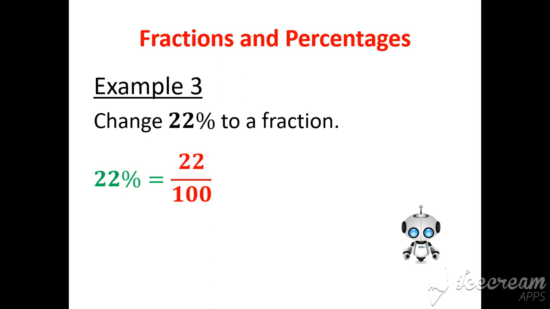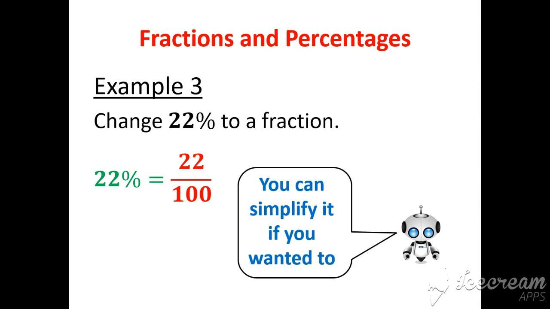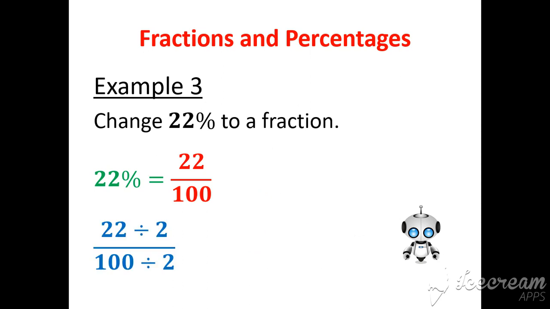And just remember the strategies we've talked about a little while ago. Simplifying fractions, we just divide the top and bottom by the same number. In this example, I'll divide by 2 to get 11 over 50.